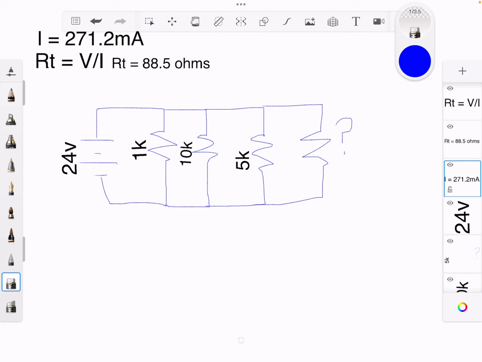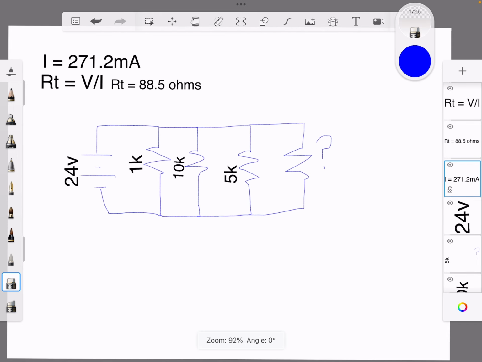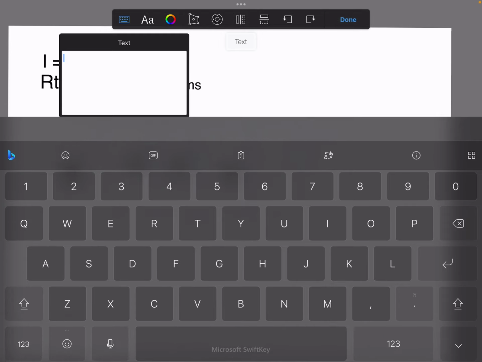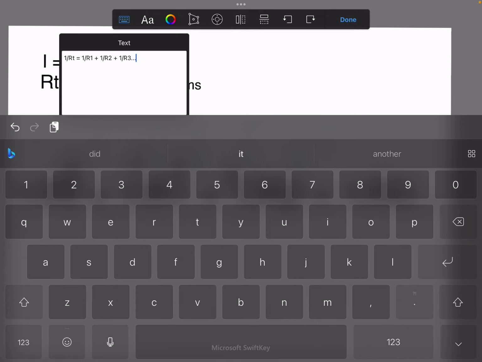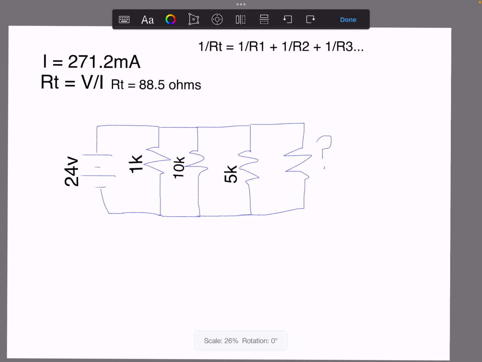Okay. Next. What's next? Do you know what's next? We have the total resistance. Oh no. I deleted our formula. Let's see if I can get it back. Yes, I can get it back. There's our formula. That's what we're going to use to find the total resistance.